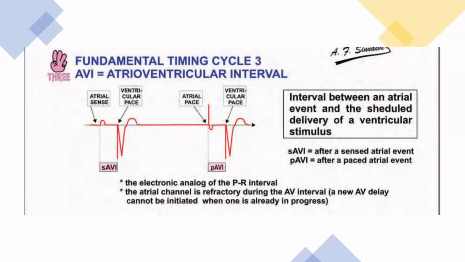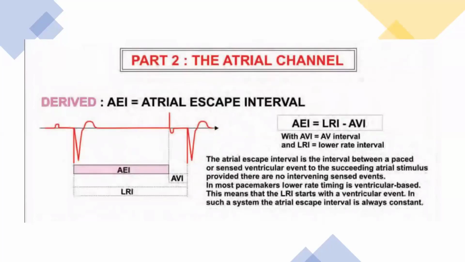And this gives us the combination we talked about before: A sense, V sense; A sense, V pace; A pace, V sense; A pace, V pace. Then in the atrial channel, I have an interval called the atrial escape interval, or the VA interval. We just finished talking about the AV interval, from the atrial event to the ventricular event. Then I have the VA interval, from the ventricular event to the next atrial event. If I subtract the AV interval from the lower rate interval, I get this interval.